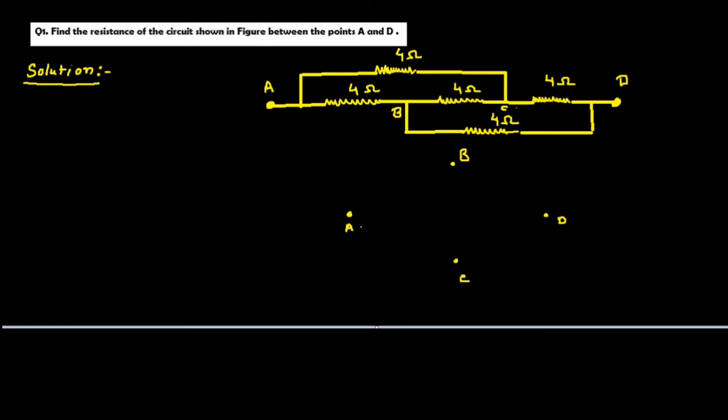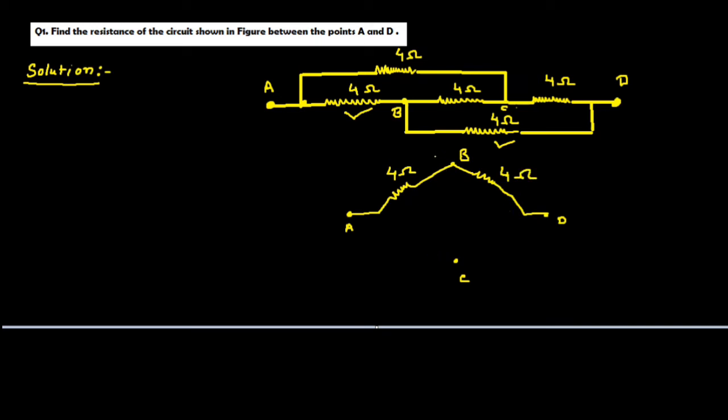As we can see from this figure, between these 2 points A and B, the resistance is this. So we can draw it like this. This one is 4 ohm. Next, between these 2 points B and D, the resistance is this. So again, this one is also 4 ohm.